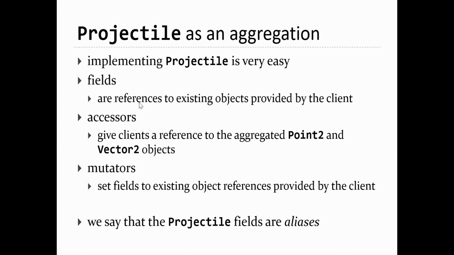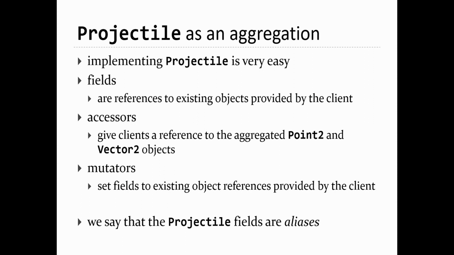So the fields are just references to objects that are provided by the caller. There are accessor methods, so get position and get velocity. They just return our internal fields. Anything that changes the position or velocity, we just change the fields again. So inside that projectile class, the fields this.pos and this.vel, for the most part, are just references to some objects that the client also has references to. So it's not unusual for the client to have a reference to a point representing the position of the projectile.